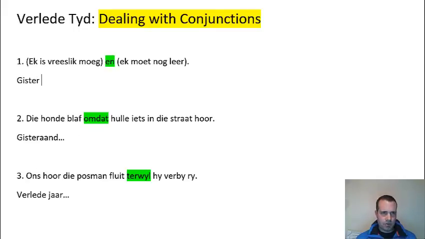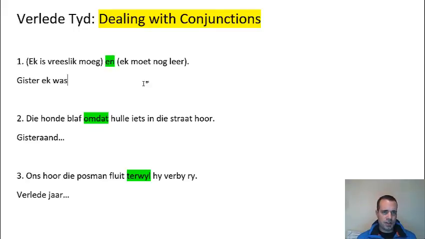Ek is vreeslik moeg. Okay, so let's just do that part first. This is not too bad. The is, we know, just flips to was, like we learned earlier. Ek is vreeslik moeg gister. Now, starting with time, now you need a verb. Verb always second, so your was comes second. Now your subject. Don't go gister, ek was. That's wrong.